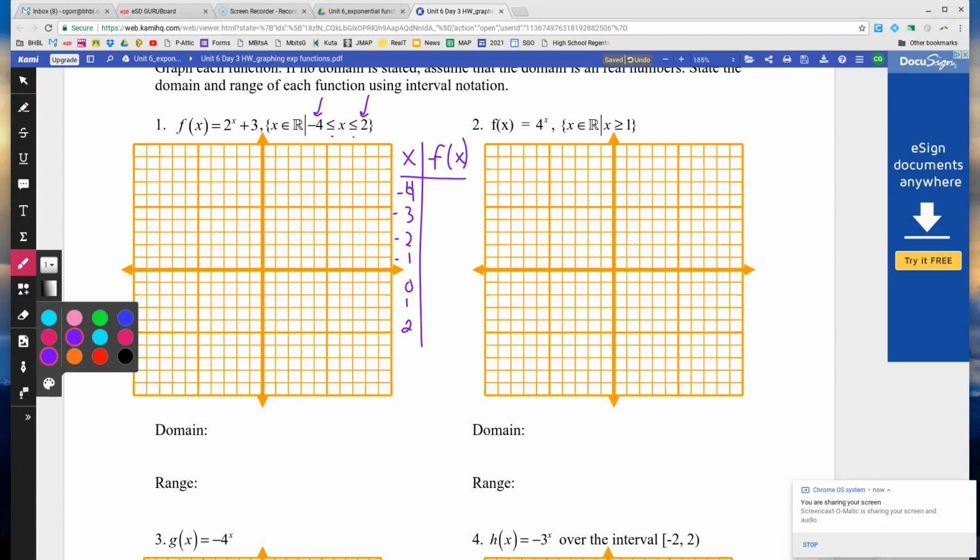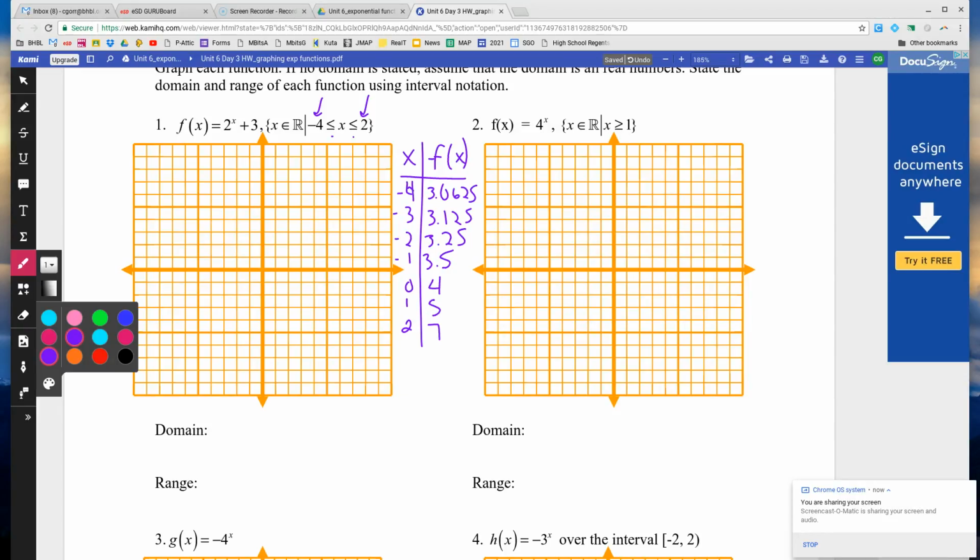So using my graphing calculator, I get 3.0625, 3.125, 3.25, 3.5, 0 is 4, 1 is 5, and 2 is 7. So all I'm going to do now is plot those points.